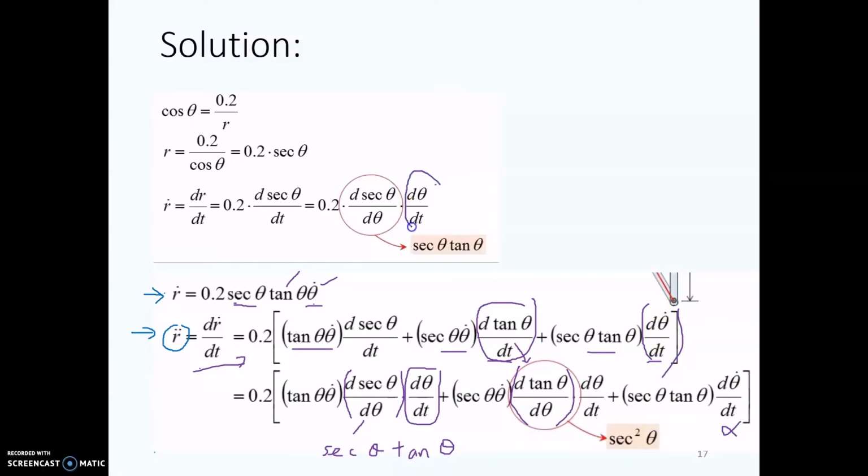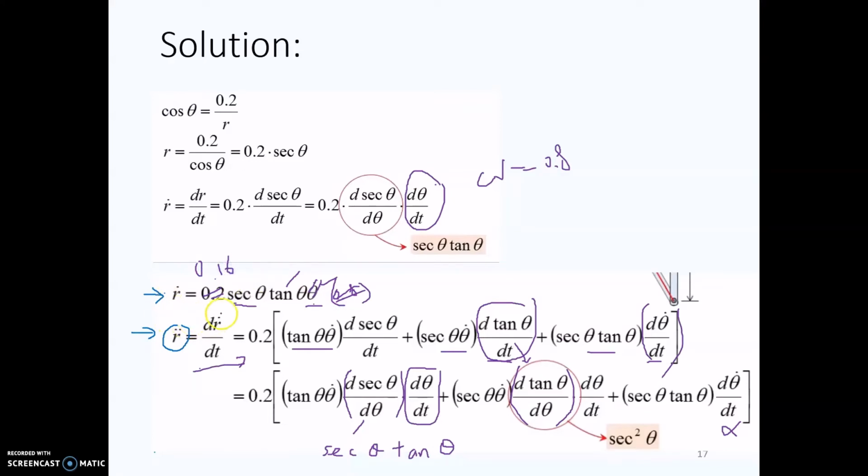Since our angular velocity is equal to 0.8, which is constant in this case, therefore we can simplify the differentiation. So we can substitute the angular velocity to be 0.8, and 0.8 multiplied with 0.2 here, you obtain 0.16.